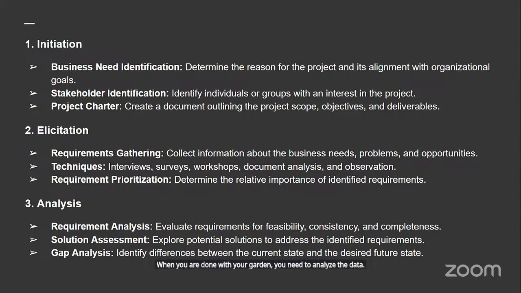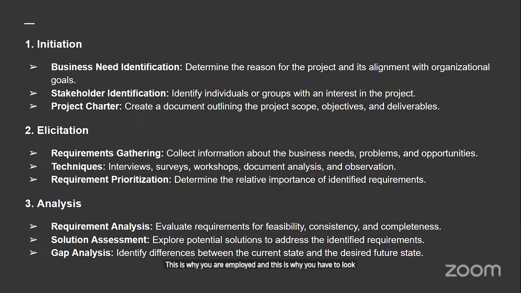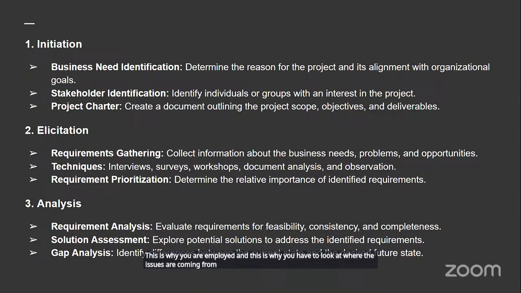So this data, you need to sit down and see what is frequent in those data and how frequent the errors are coming up. As a business analyst, this is your job. This is why you are employed, and this is why you are to look at where the issues are coming from. So with that document you gathered from the stakeholders and the customers alike, that is where you are going to pinpoint where the issues are. When you analyze it, then you understand where the problems are.